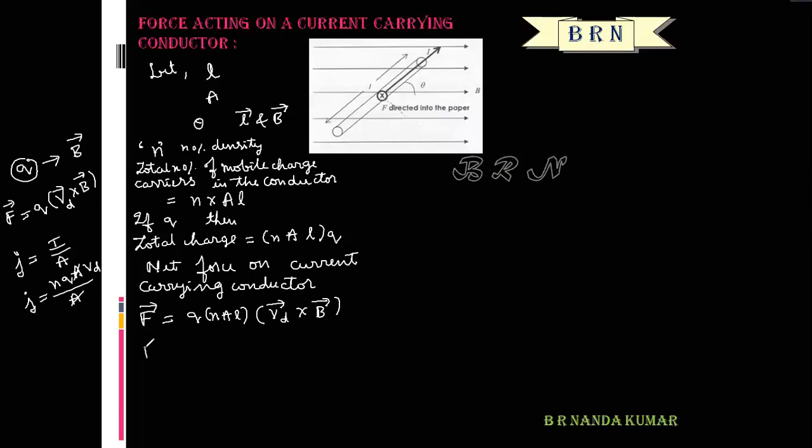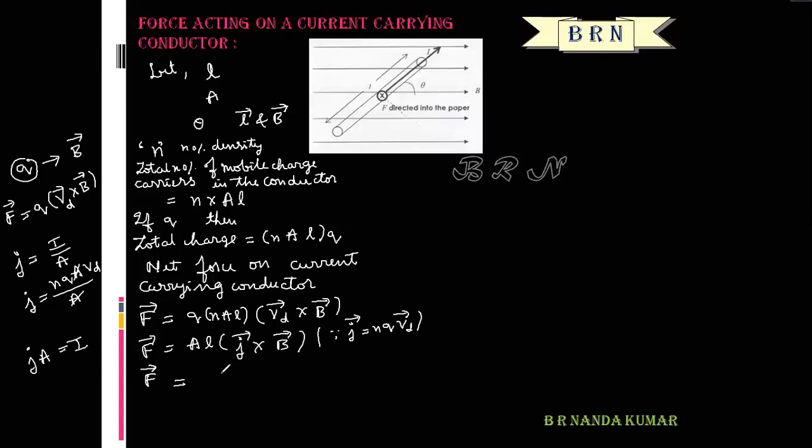Okay, so F vector is equal to A L into J vector cross B vector, because J vector is n q v_d vector. And J A is I. J vector, J into A is I. But the vector sign is not transferred from J to I, because the current is a scalar physical quantity, right? So that is why here the vector sign is transferred from J to L.